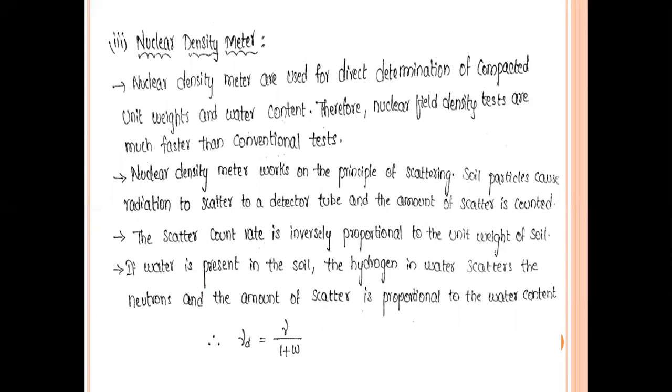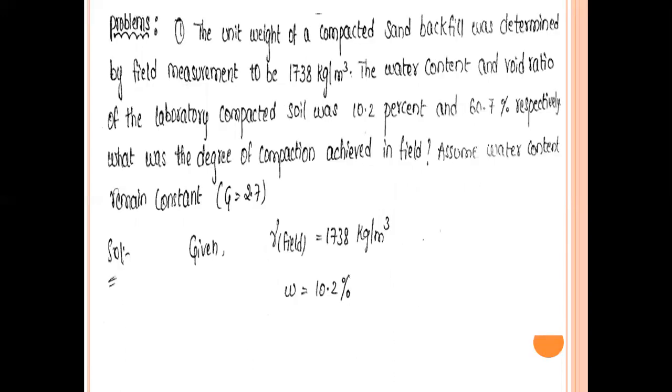If water is present in the soil, the hydrogen in water scatters the neutrons, and the amount of scatter is proportional to the water content. So here we find the dry density gamma d equals gamma divided by 1 plus w. This is the nuclear density meter. In this we find the unit weight gamma d equals gamma by 1 plus w. So we go to the problems next.